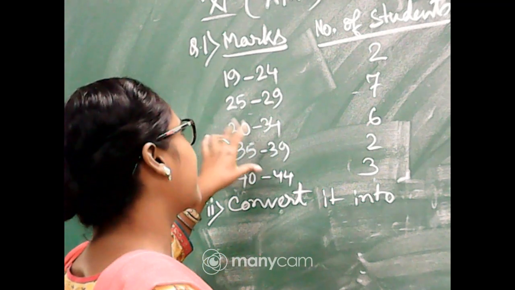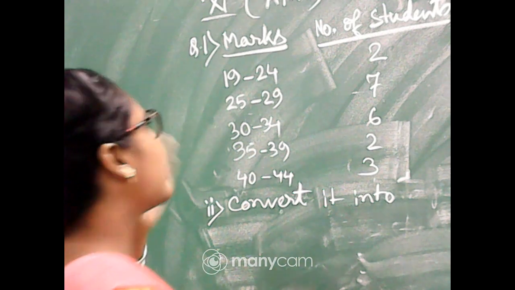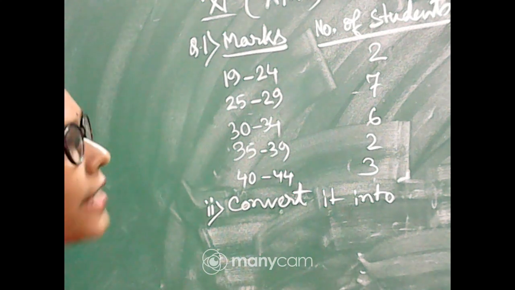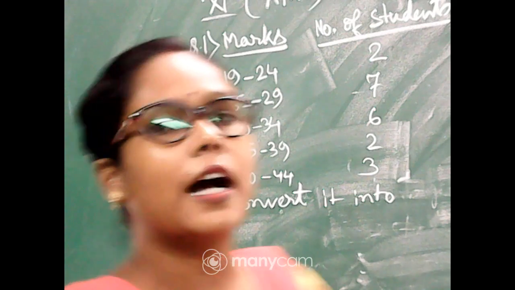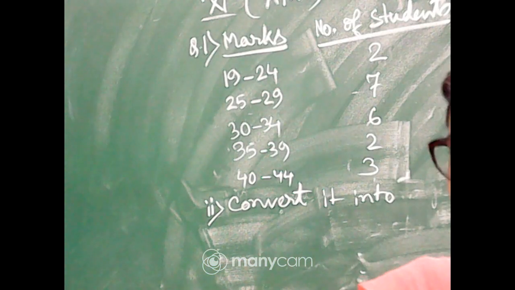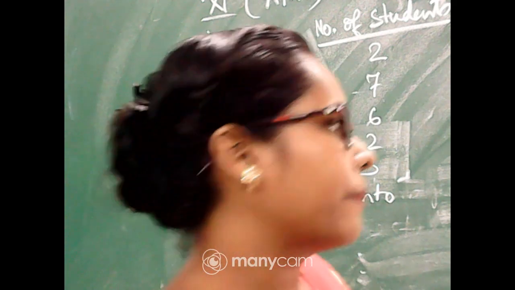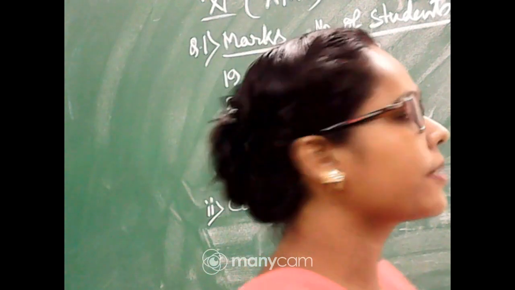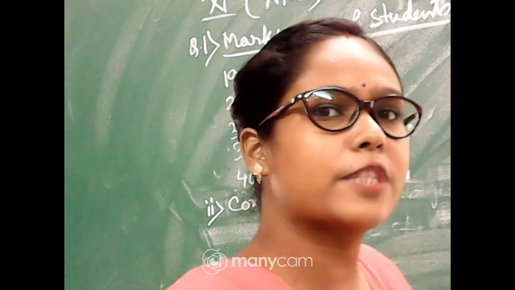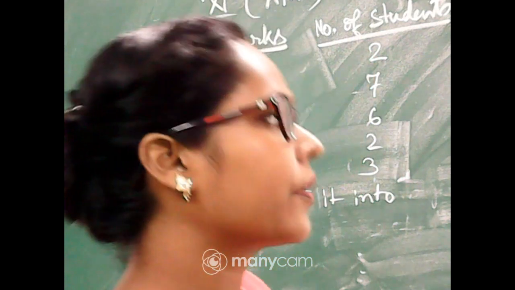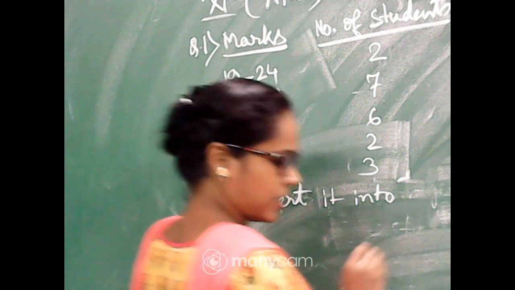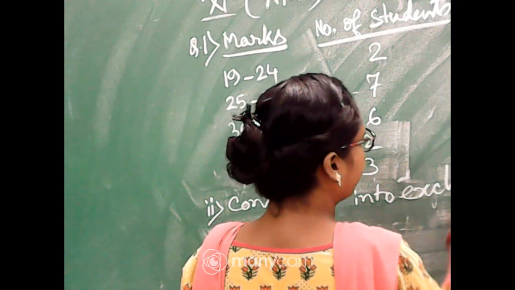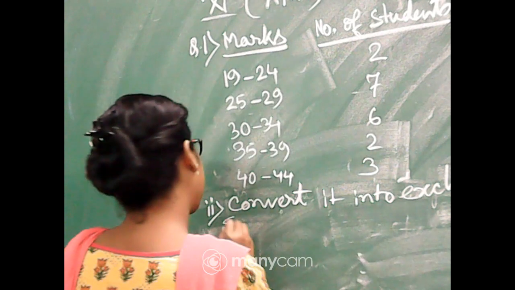In the inclusive series, the upper limit of the first class and the lower limit of the next class are different, not the same. But in the exclusive series, the upper limit of the first class and the lower limit of the next class will be the same. So, this question is given in the inclusive series. Understood? What is the difference between the inclusive series and the exclusive series? Okay. So, convert it into exclusive series.